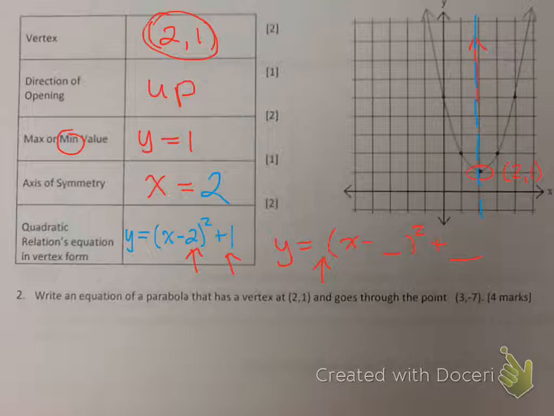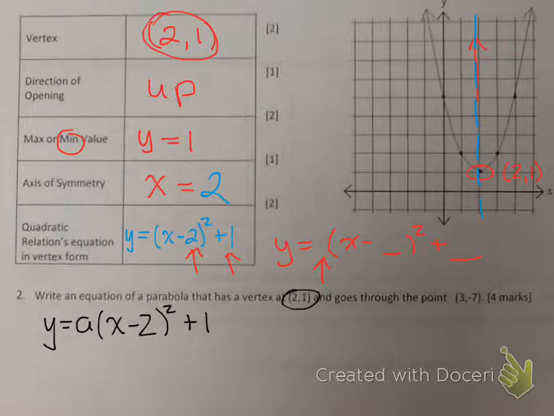Okay, so write an equation of a parabola that has vertex (2, 1). So again, if it has vertex (2, 1), we can write this about it, because it moves 2 to the right and 1 up. So that's all from the vertex. Now we have to use that second point, (3, -7), and we can plug that in for the x and the y value to find a.